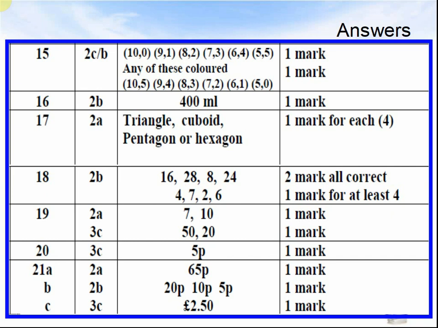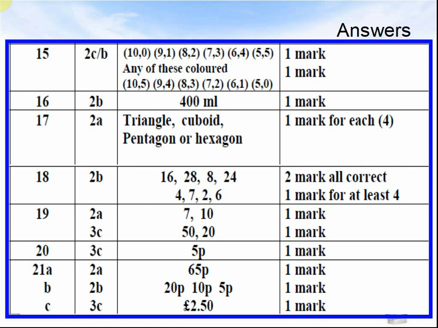Question 17, triangle, cuboid, and it's a pentagon or a hexagon. Question 18, 16, 28, 8, 24, 4, 7, 2, 6. Question 19, 7 and 10. Question 19, 50 and 20 for 3.